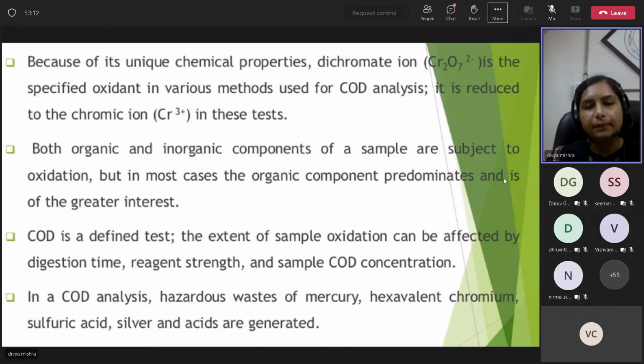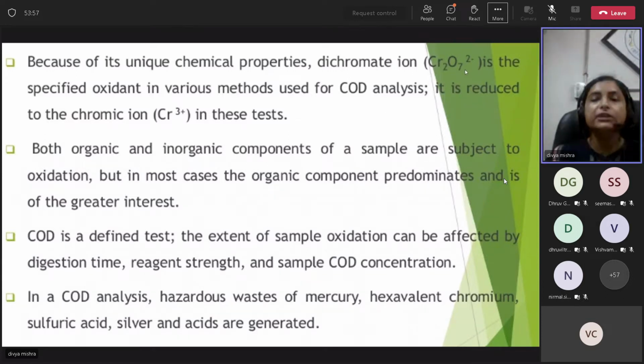Now your sample contains both organic and inorganic components. Basically the organic component predominates, and we calculate organic matter because it is of greater interest to us. So here we will use this oxidant to decompose or oxidize this organic matter. So we will call it a COD defined test.